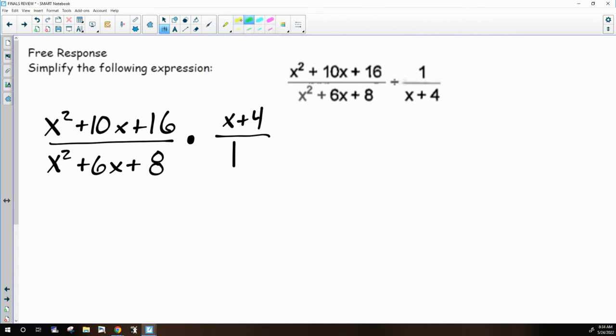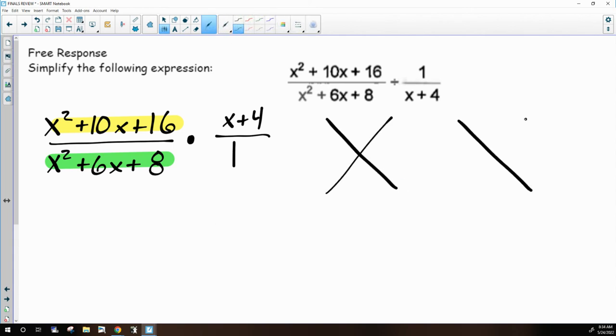factor. X method. Can we X method x squared plus 10x plus 16? Because it's got 3 terms, yep. X squared plus 6x plus 8, can you factor? Yes. Can you factor x plus 4? No. Can you factor 1? No. So we have 2 X methods to do. Draw 2 X's. Make sure you're keeping track of what X goes with what.